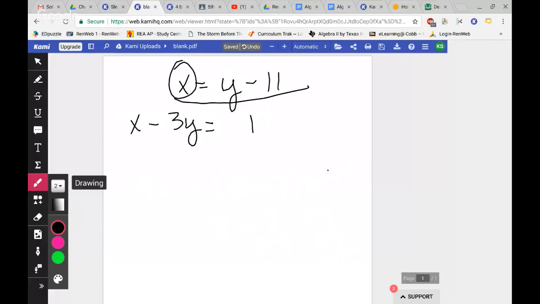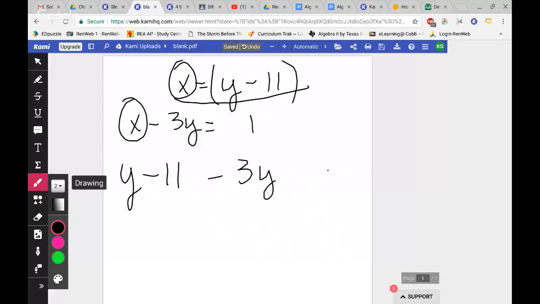Because I couldn't substitute this in for that, because this is telling me that that's a y, and I can't substitute the y because this is telling me that x equals that. So where there's an x, which is right here, I'm going to substitute this. So y minus 11 minus 3y equals 1. So in this case, I don't have x's all by themselves. I have y's all by themselves, right? But I still only have one variable. That's the whole goal, to just get one variable in there.